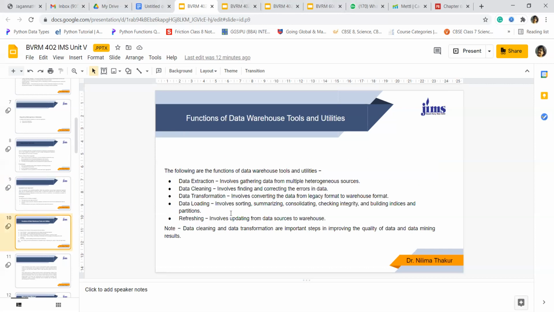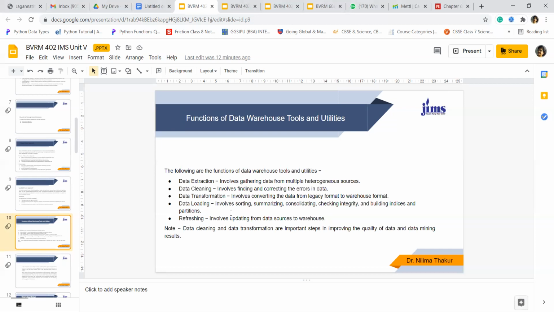Next is functions of data warehousing, tools, and utilities. The following are the functions of data warehouse tools and utilities. The data warehouse basically is used for data extraction, data cleaning, data transformation, data loading, and data refreshing. Data extraction involves gathering data from multiple heterogeneous sources.